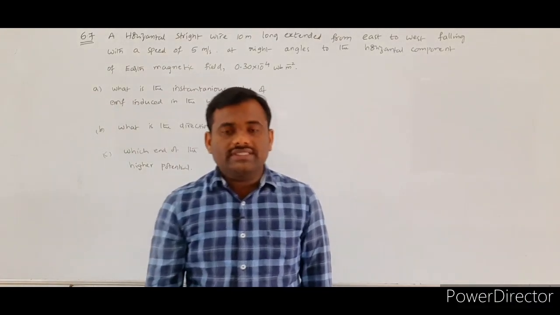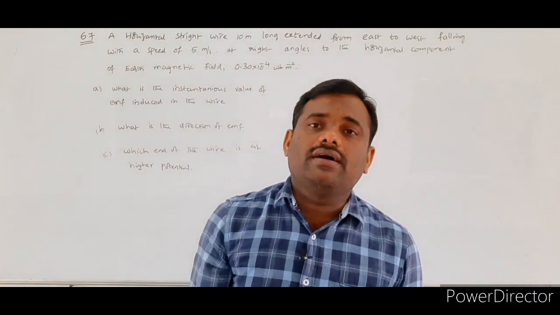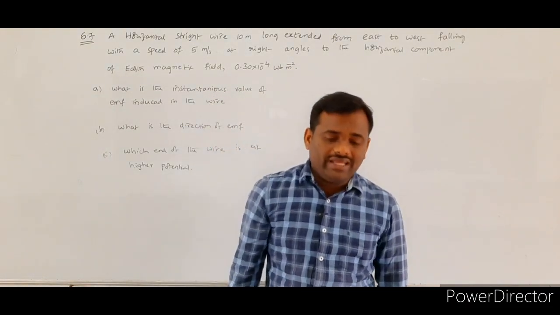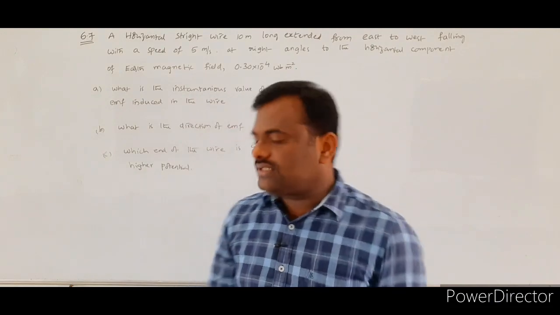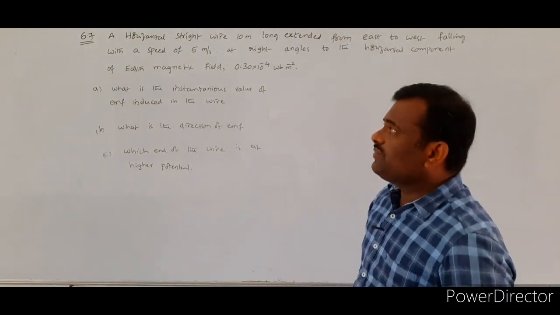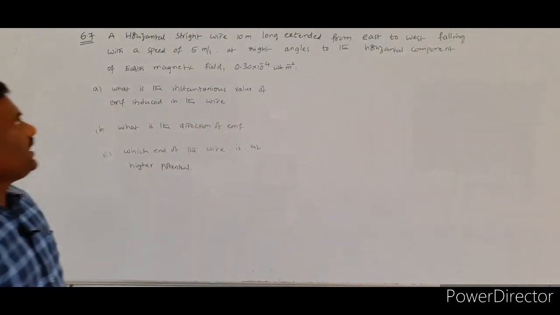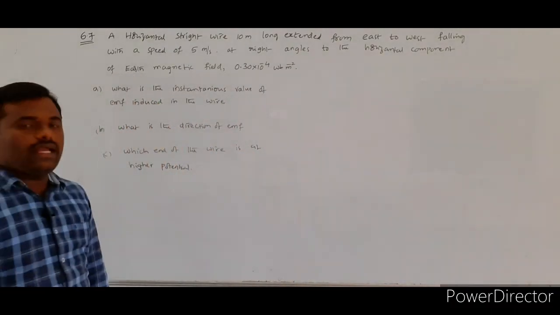Today we are going to discuss the remaining numericals of electromagnetic induction. In the last lecture we completed the numericals up to 6.6. Now we are going to discuss numerical number 6.7. In this numerical, first we will see what is given.